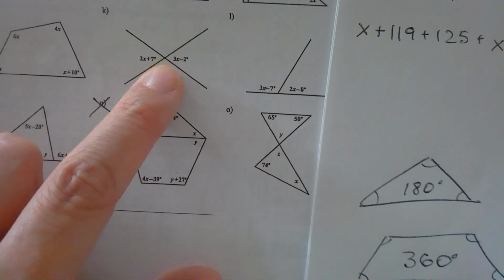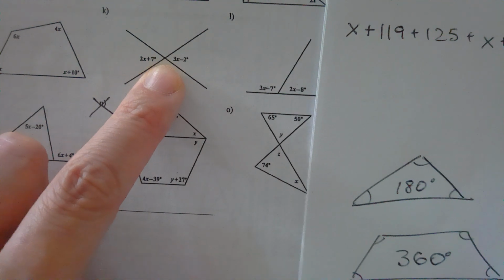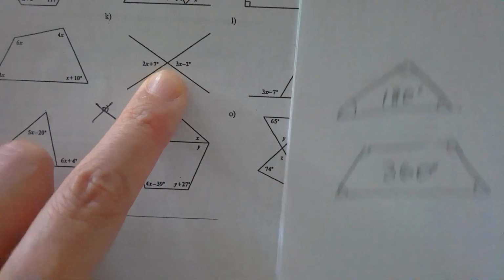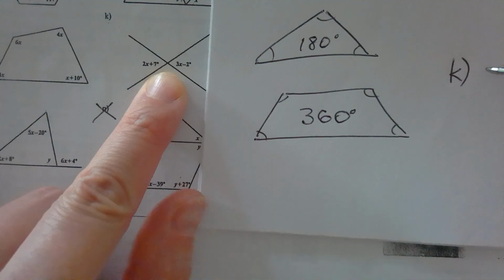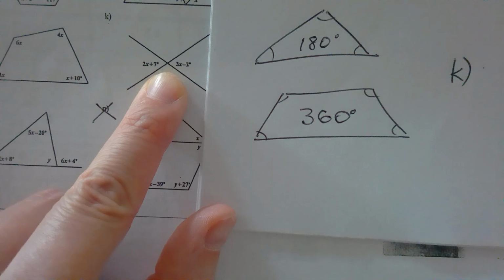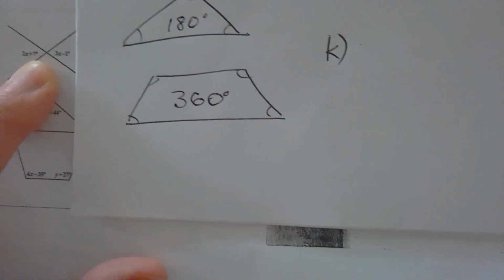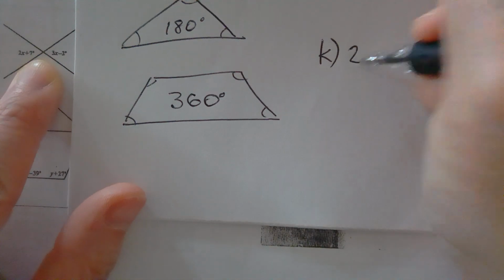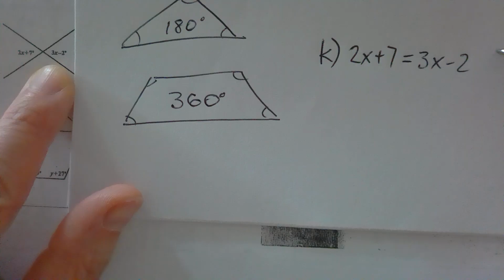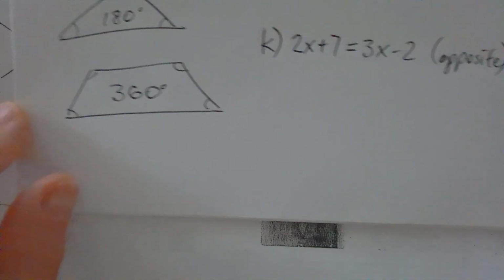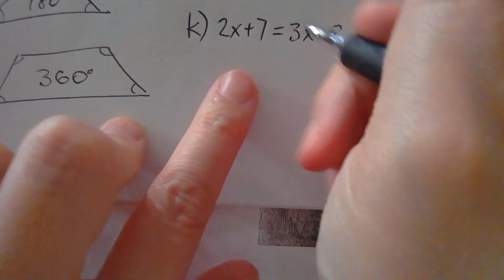Oh, this one right here. What's the connection between these two angles? They're equal. Why? What is the property called? Opposite. That's right. So 2x plus 7 equals 3x minus 2. And the reasoning is because they're opposite angles. All right, and then you would just solve it.